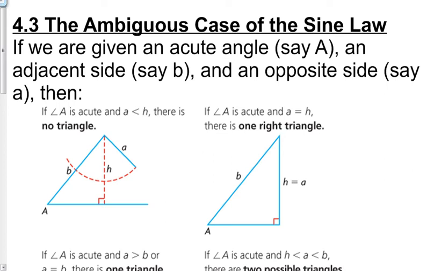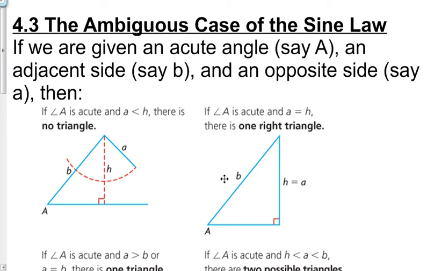4.3. The ambiguous case of the sine law. If we're given an acute angle, say angle A, an adjacent side, say B, and an opposite side, say side A, then if angle A is acute and side A is less than H, there is no triangle. Here's a nice picture to illustrate that.